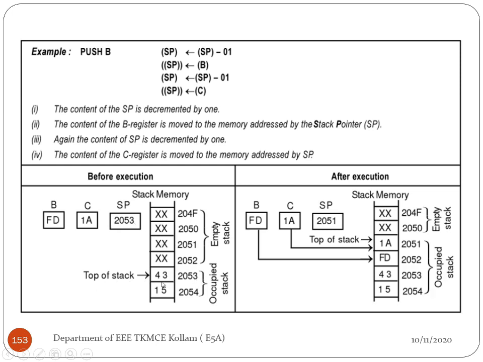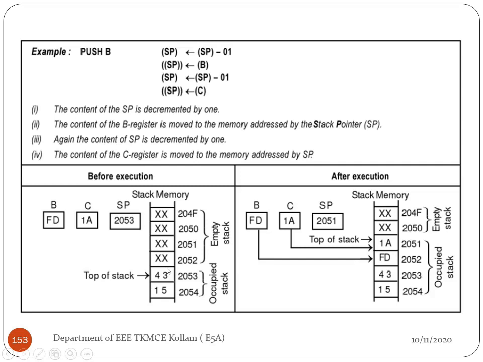So top of the stack is 2053. So stack pointer denotes address of stack top, that is 2053. So it is clear that up to 2053, that is occupied stack. So from this location onwards, that is 2052 onwards, that is empty stack.